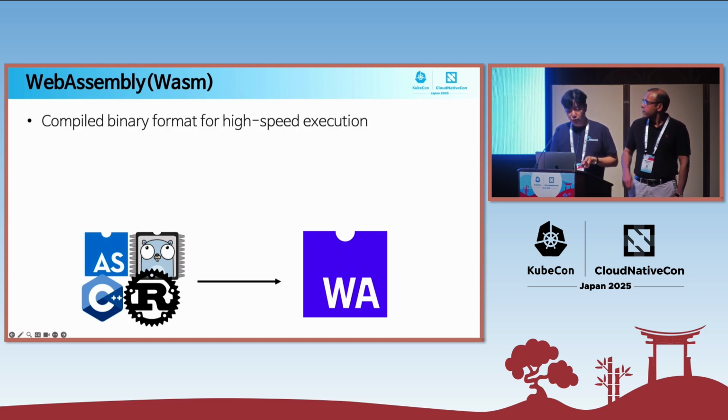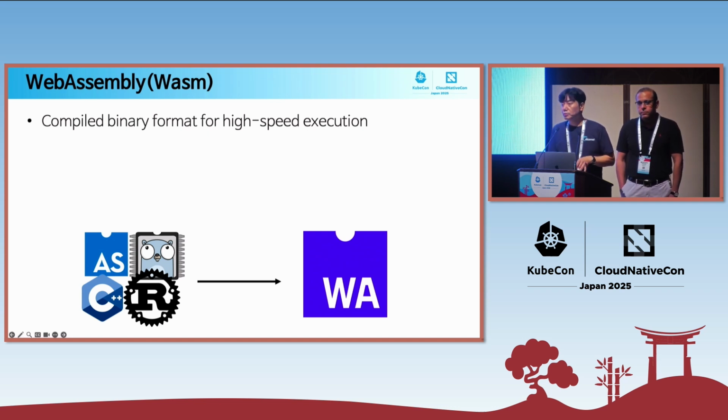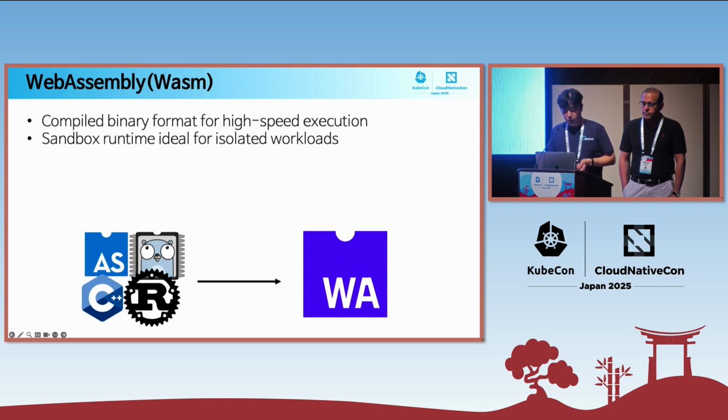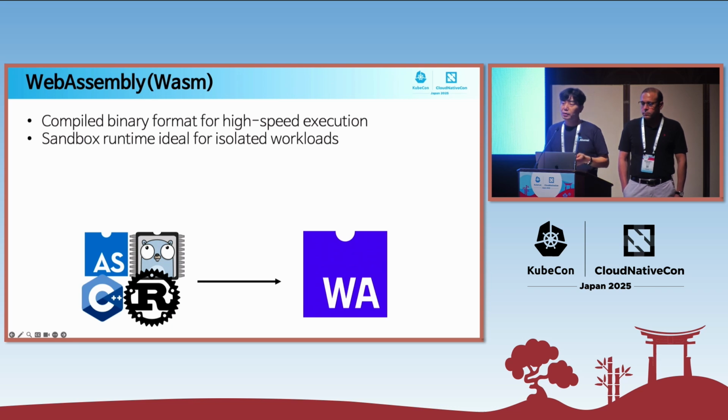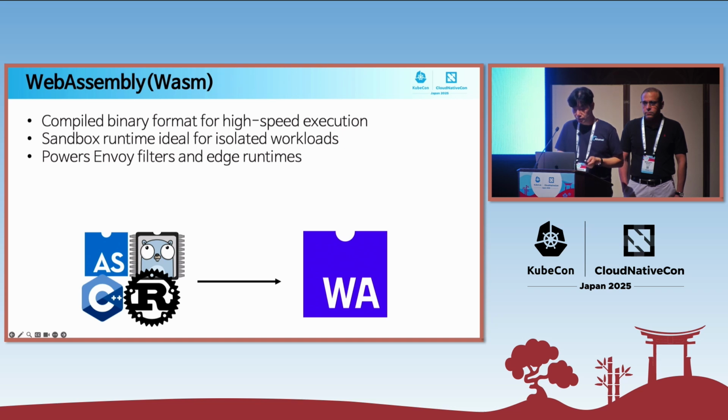It's a compiled binary format for high-speed execution. Wherever you install and run WebAssembly, inside the web browser or outside the web, on your cloud-native environment or Kubernetes, it guarantees faster execution time. That's why we prefer Wasm for having some logic in the Kubernetes cluster. Also, it gives us a sandbox runtime, ideal for isolated workloads. So it is good for having more security levels based on your company's compliance or security policy. It powers Envoy filters at runtime.